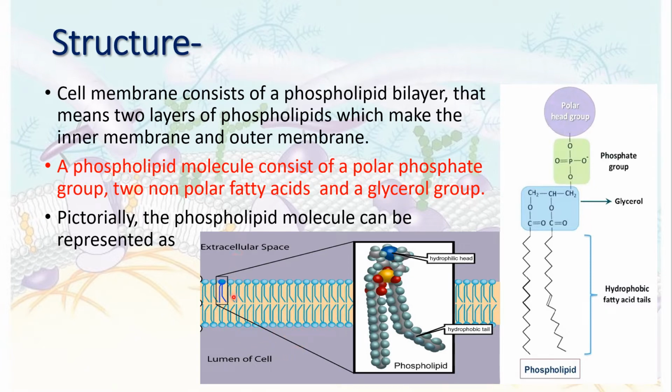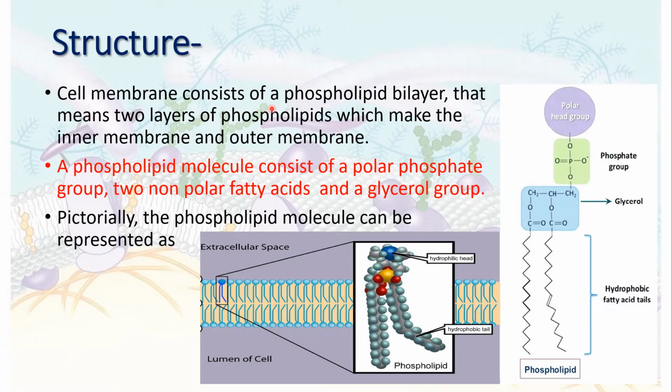The outer one, which faces toward the extracellular space, is known as the outer membrane, and the inner one, which faces towards the interior of the cell or the cytoplasm, is known as the inner membrane. So two phospholipid layers are required. That's why it is known as a phospholipid bilayer or lipid bilayer.